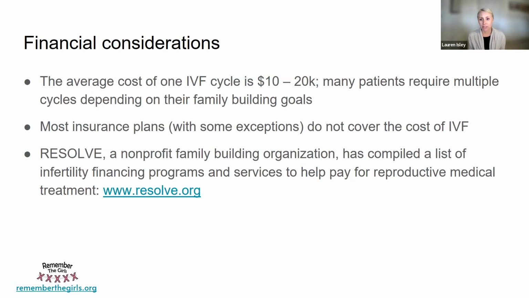In terms of financial considerations, the average cost of one IVF cycle is $10,000 to $20,000 and often more than that as well. And many patients require multiple IVF cycles depending on their family building goals. Although this is not included on the slide, there is an additional cost to PGT-M on top of the IVF that can be several $1,000s as well. Many insurance plans sadly do not cover the cost of IVF. However, there are definitely some exceptions, and insurance coverage for fertility treatments is certainly improving overall.